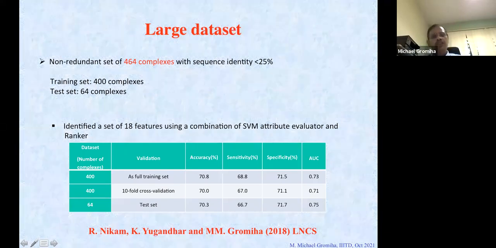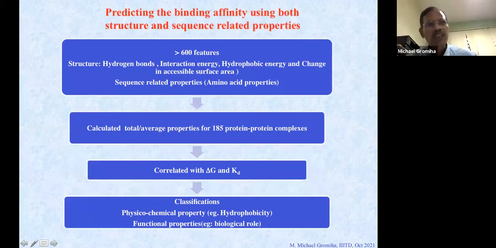Okay, so now we did the analysis. Based on the analysis, first we tried to discriminate, and now the next target is whether we are able to predict the binding affinity. So we used a similar approach. Here we collected the complexes with known delta G or KD values. First, we tried to use all the 185 complexes together to predict delta G or the KD, but the correlation was very poor. So then we tried to classify the complexes based on various aspects.